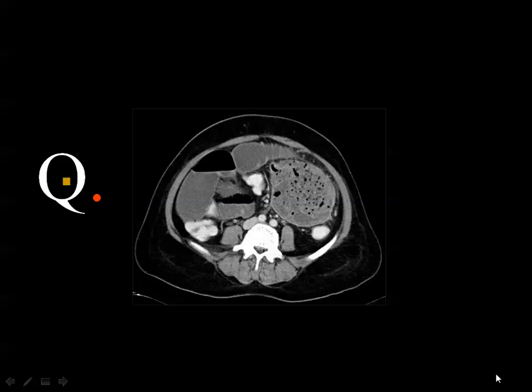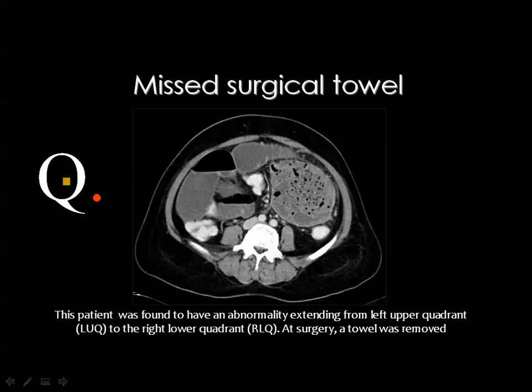And he said there are two main possibilities. Either this is a bezoar or this is a missed operative gauze. Yes, this is a missed surgical towel or surgical gauze. It has a very characteristic appearance of a mass with internal trapped air loculi. Of course, there should be a positive history of surgery.